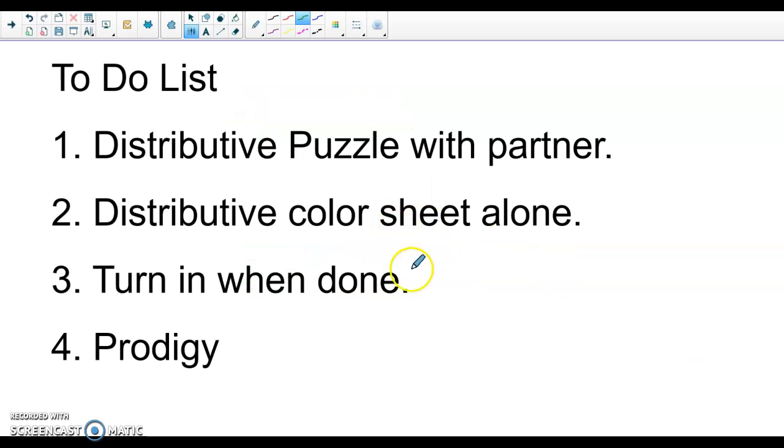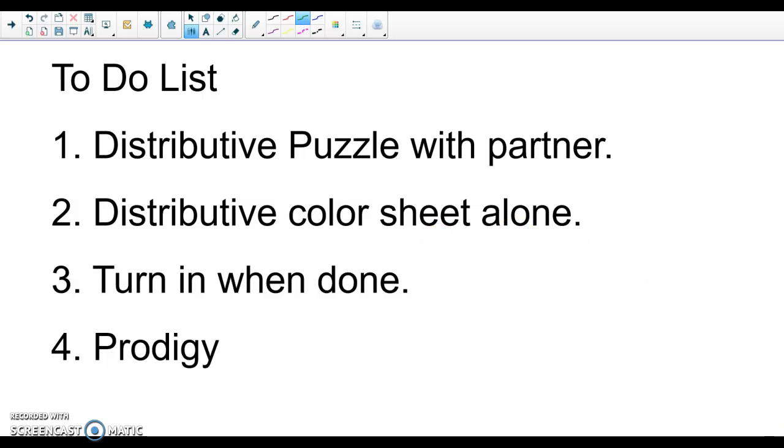All right, so your independent work today is a puzzle, which I will bring down to you. You'll need to cut it and glue it in, and then a color sheet, and I'll bring you all the stuff you need for that. If you're at home, then I want you to just do the work on a piece of notebook paper and take a picture of it and send it to me.